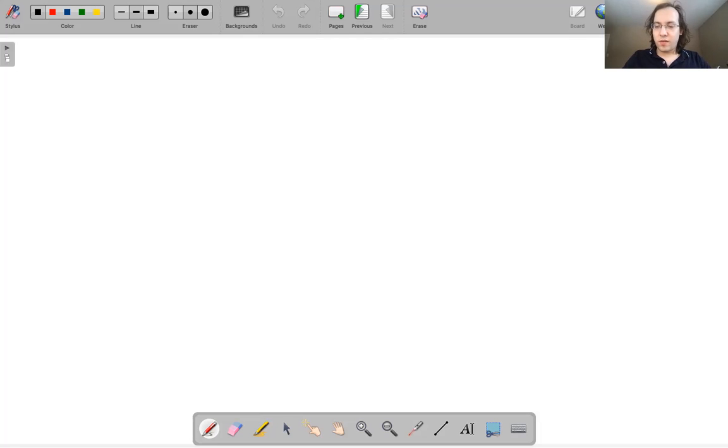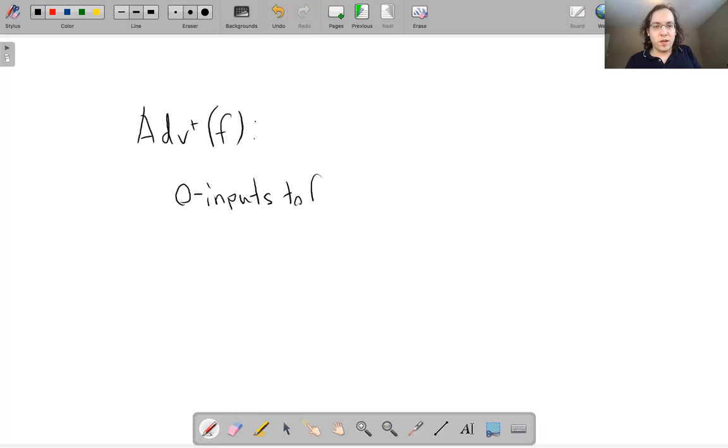Instead of looking at the high level, let's go bottom up and do an example of how an adversary lower bound works. The basic way to use an adversary lower bound, of course, we didn't define this measure yet, we'll get to the definition, but if you want to prove a lower bound on adv plus of f, it will basically look like this. You will pick some 0 inputs to f, and you'll pick some 1 inputs to f.